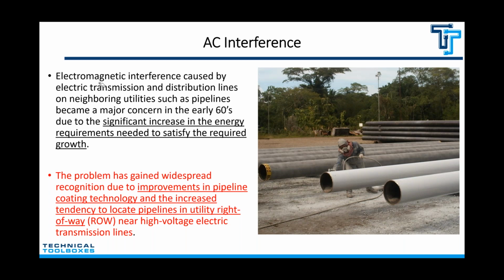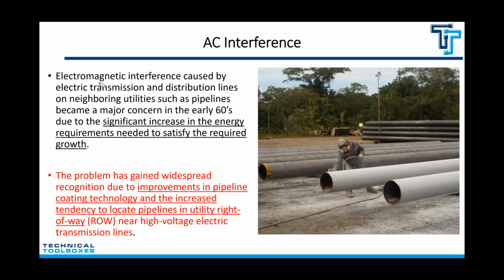It keeps growing because of the increase in the energy load requirements. The power corridors are throwing more and more current down there to meet the demand, right? And so as they throw more current down there, that increases the level of interference on there. Another thing that's made us recognize it more is improvements in our coating technology.